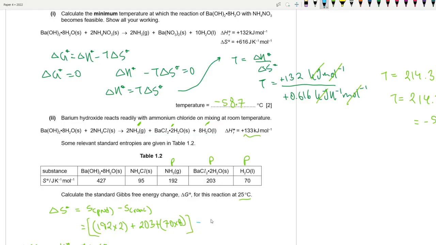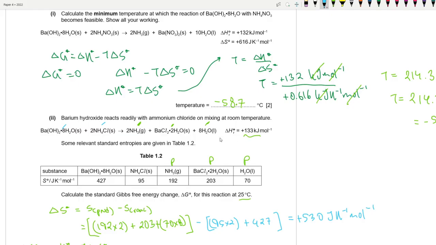What about the reactants? 2 NH4Cl and one of this. So 95 times 2 plus 427. So what value are we getting afterwards? Plus 530. Mind the unit, joule per Kelvin per mole. As usual, you've got to convert this to kilojoule again.